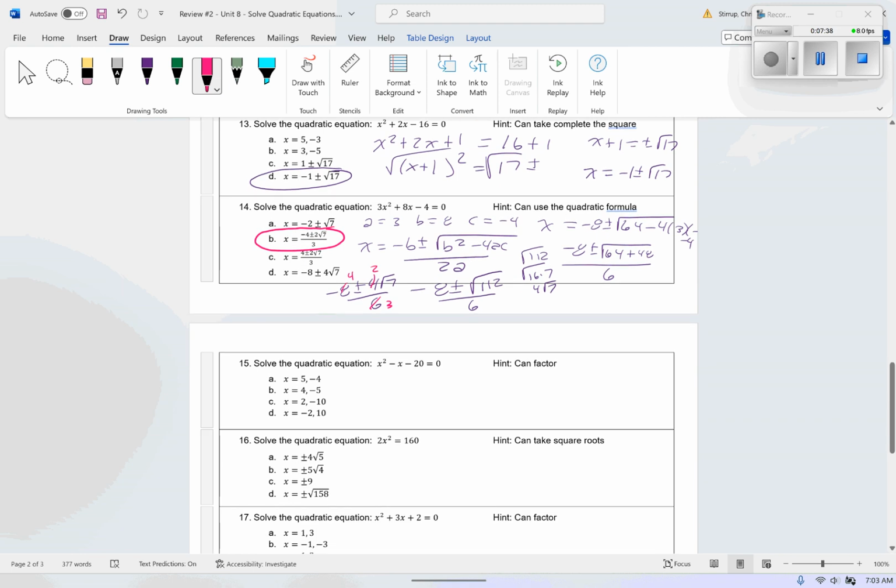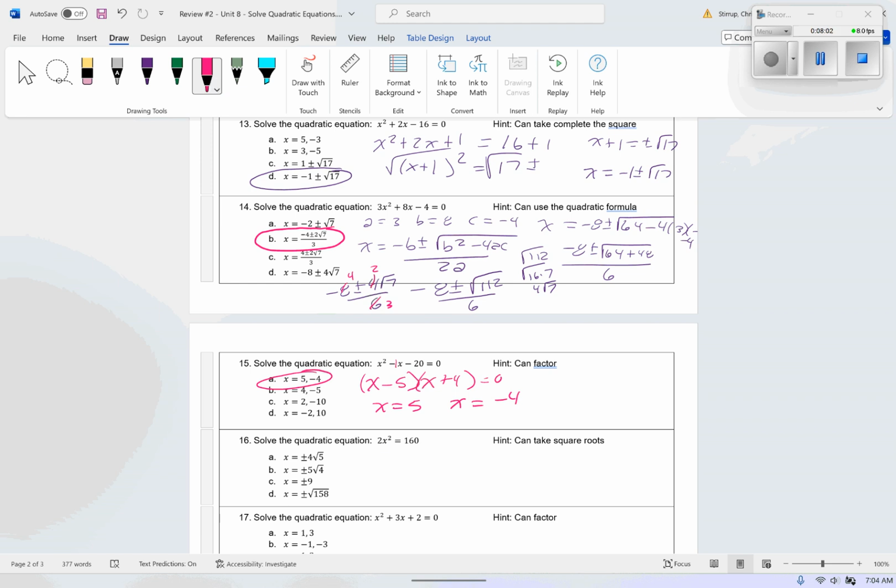Solve the quadratic equation. This one could factor. What two numbers multiply together to give me negative 20, add together to give me negative 1? And it would be negative 5 and positive 4. We're solving them, so you set them equal to 0. So add 5 to both sides and subtract 4 from both sides. So positive 5 and negative 4. There's our answer.